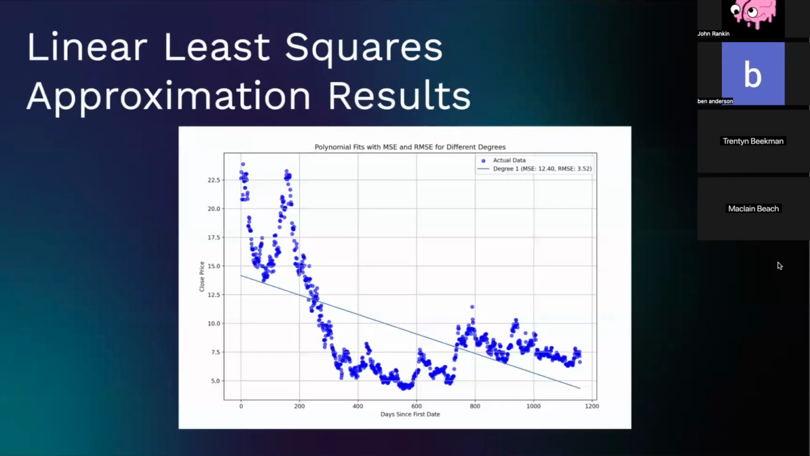So this is what the linear least squares approximation results looked like. You can see it captures a little bit of the trend, just to see if the stock price is basically going down or up over the course of the 1200 days that we estimated. And then you can see our mean squared error and root mean squared error, which ended up being about 3.52. So it's not a very good approximation for the data.